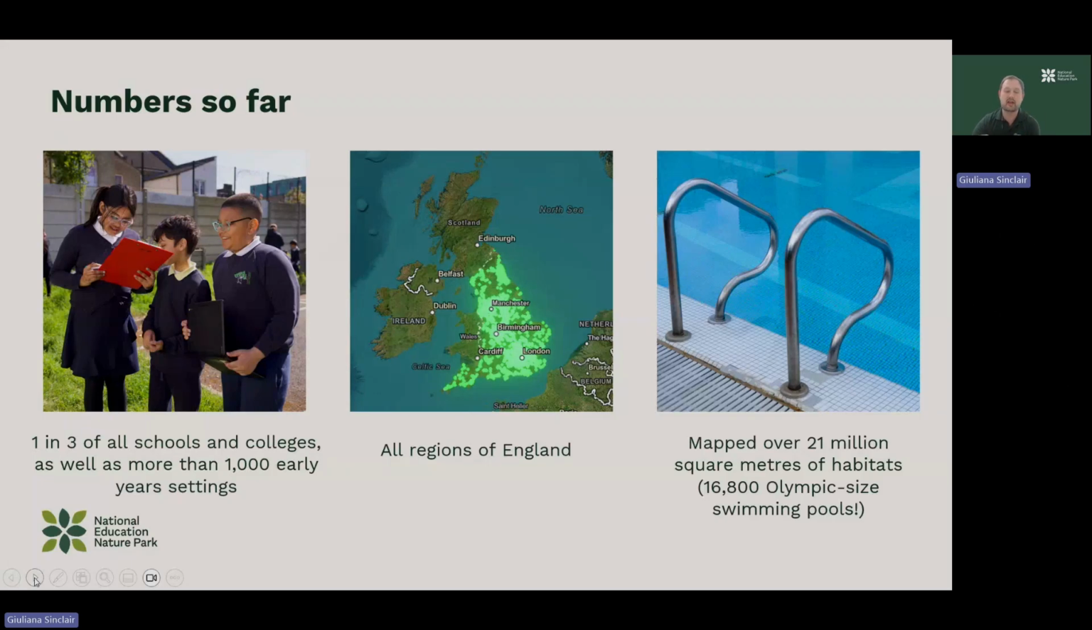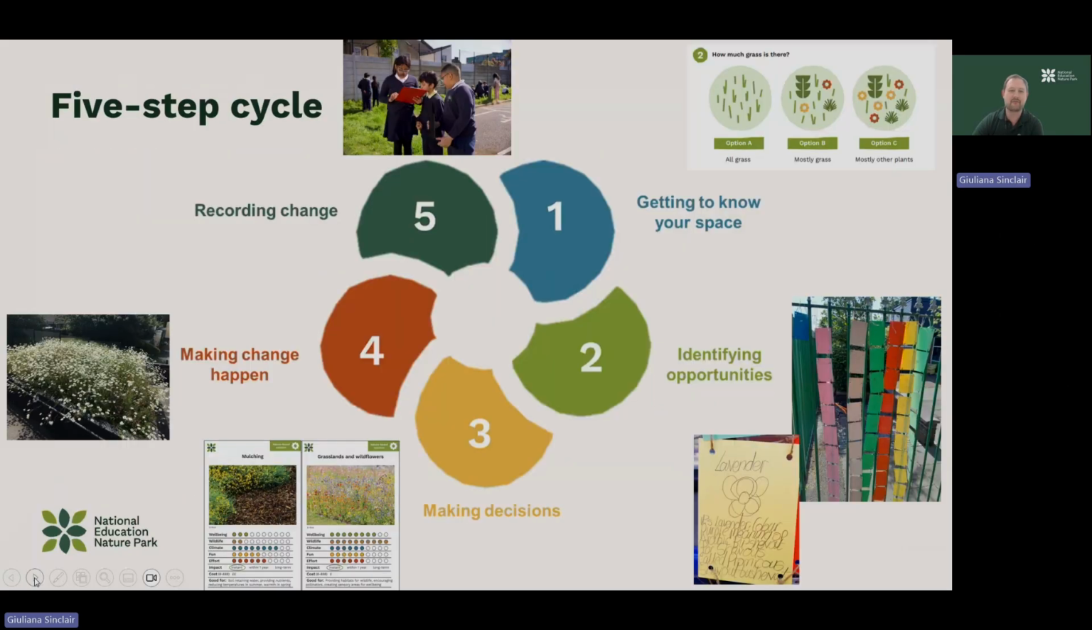We're across all regions of England, and we've got regional teams all up and down the country, and those are made up of people that work for the RHS and then also Learning Through Landscapes. It's a big multi-partnership program, and you can see mapped over 21 million square meters of habitats. So if you've been to a webinar before, you know we like to do things as it is the Olympics right now, although Winter Olympics, 16,800 Olympic-sized swimming pools. So yeah, quite a little bit of area.